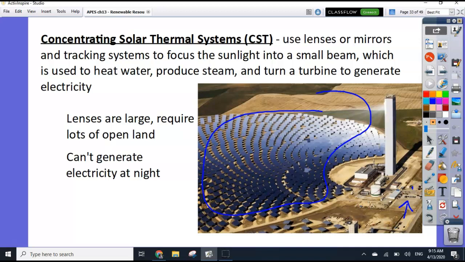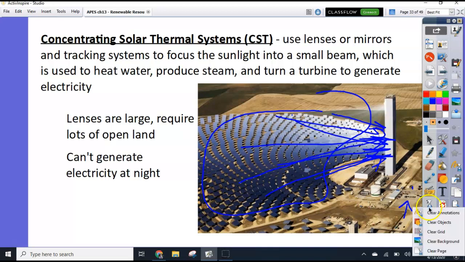All of these little lenses are focusing the light right on this beam. So they're all angled at just the right position. And then this beam takes all of that energy, all of that heat, to heat water, produce steam, turn a turbine, and generate electricity.